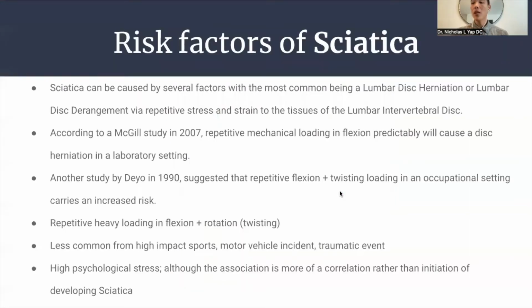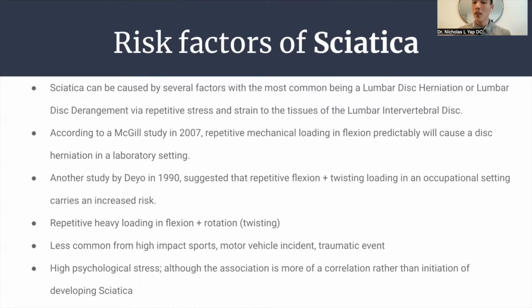Next, I'd like to talk about several risk factors of somebody developing, or sort of associated specifically with, sciatica. One of the most common conditions that we see in the clinic that lead to sciatica, or as a result of having sciatica, is a lumbar disc herniation. Throughout our spine, we have these intervertebral discs. For the sake of this presentation, let's call that the donut in this case.